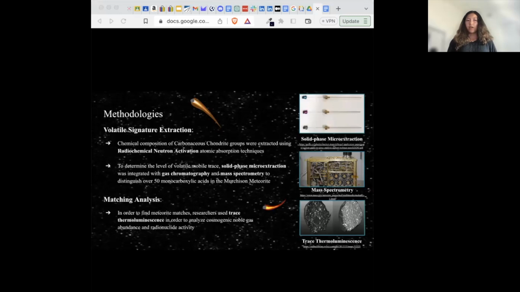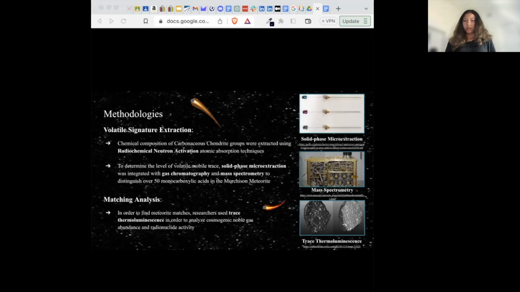The methodologies used for this project were twofold. For volatile signature extraction, the chemical composition of carbonaceous chondrite groups was extracted using radiochemical neutron activation and atomic absorption techniques to determine the level of volatile mobile traces in the meteorites they studied located in Antarctica. To determine the level of volatile mobile traces, solid phase microextraction was integrated with gas chromatography and mass spectrometry to distinguish over 50 monocarboxylic acids in the Murchison meteorite, which highlighted that acids have various structures, including straight chain and branched forms.